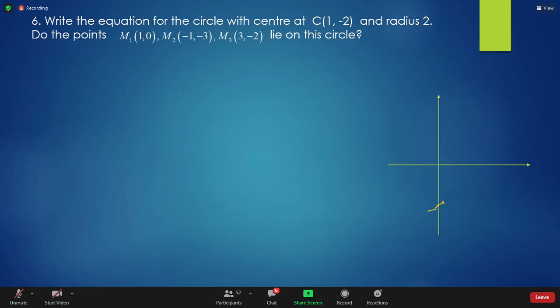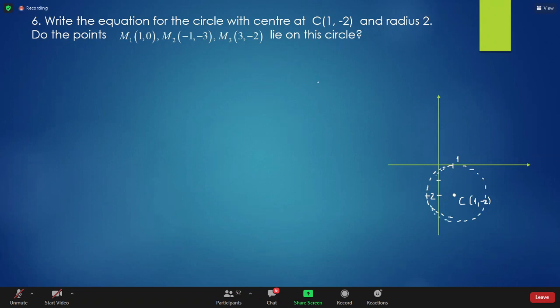All right, so 1, minus 2. Let's suppose we have 1, we have minus 2. So this is the center C, (1, minus 2), and the radius is 2. So yes, we can imagine the circle goes like this, probably. We can imagine approximately what it looks like. We can even sketch it, but now we need the equation.